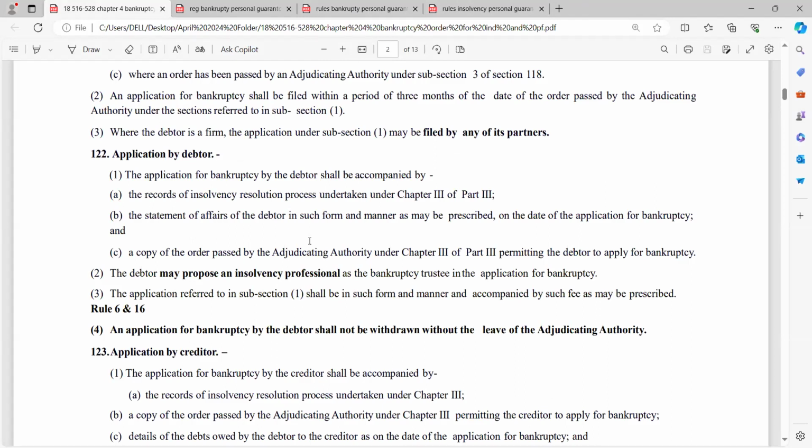So the point here is whether the statement of affairs and the statement of financial position is one and the same thing or different. But it says prescribed. So the only thing prescribed is the statement of financial position. A copy of the order passed by the adjudicating authority under chapter 3. So see, these are the things which are to be attached.